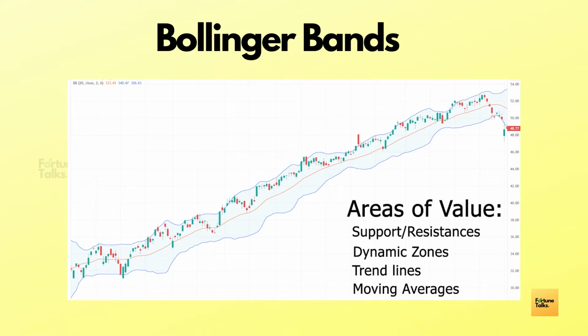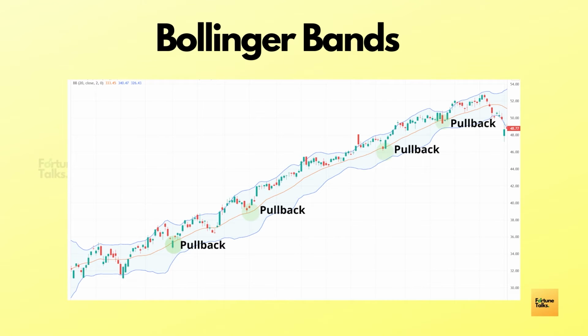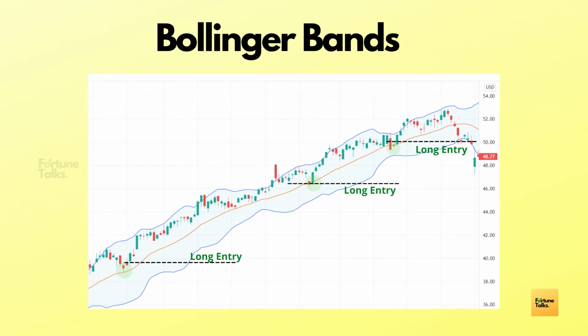So here in Bollinger Bands, we use 20 SMA or 20 simple moving average as default. And in trending markets, which means either bullish or bearish markets, but trending in nature, the 20 period moving average can act as an area of value. So there is a potential to take a trade. What this means is that when price moves back or pulls back to the 20 moving average, it gives a trader an opportunity to go long or short.